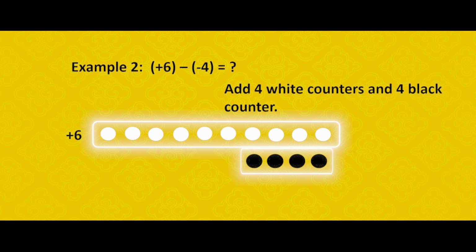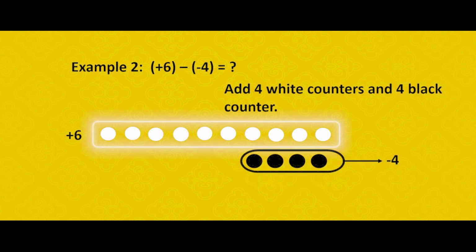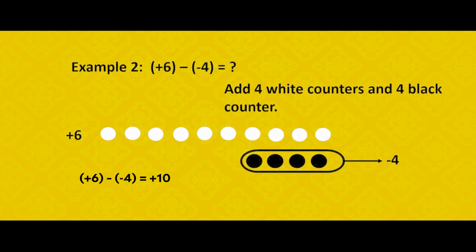Now you can take away negative 4 from positive 6. So take away negative 4. We are left with 10 white counters. So we can say positive 6 minus negative 4 is equal to positive 10. This is what we learned in our previous lesson.